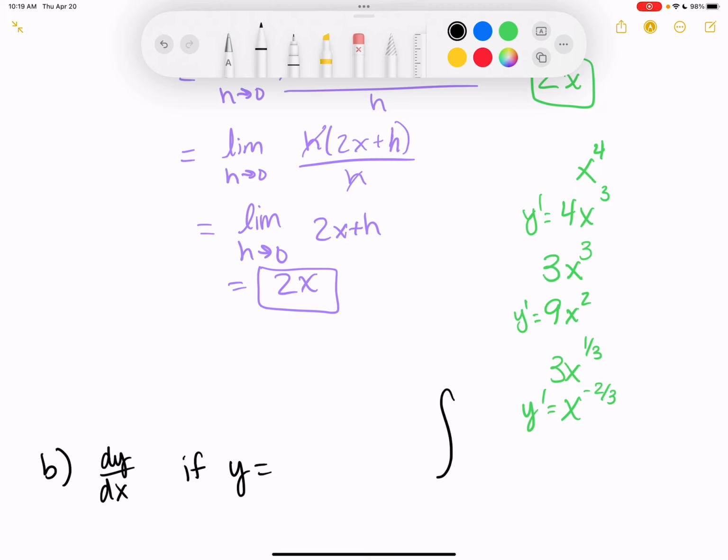It's this fancy thing. Oh my gosh, I've seen that before. I don't know. It's on the front of the calculus book, probably.